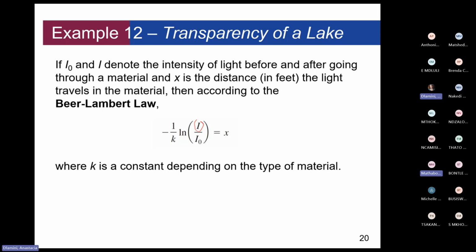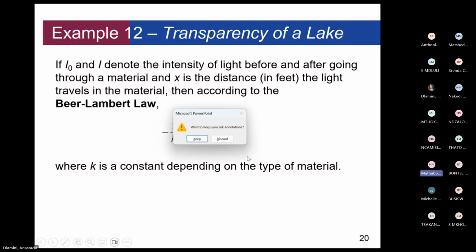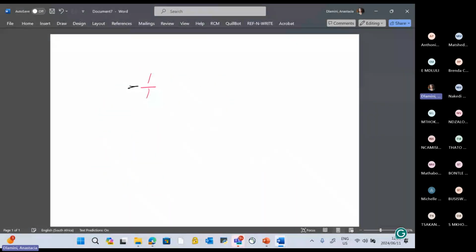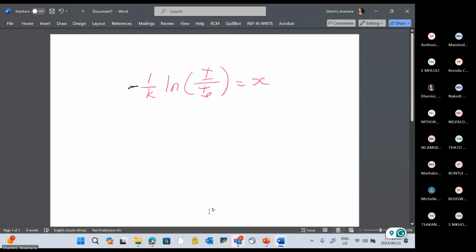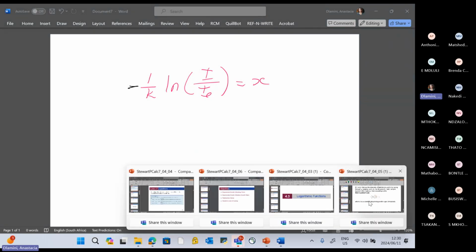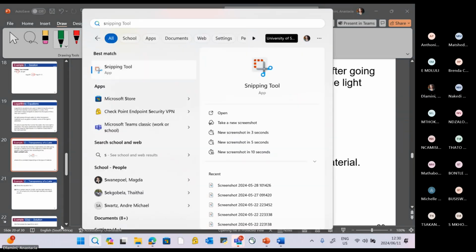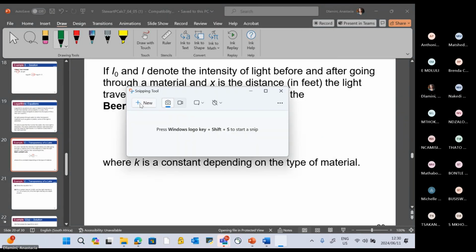Ma'am, just to make sure, it is 1 over K, right? It's not I, it's 1. Yes, 1 over K. Okay, so let's write it here so that we can do it together. So this is minus 1 over K ln of I over I₀. You know, my handwriting is bad. Let me copy it and see it again. Yes, it's that one. Let's copy it.